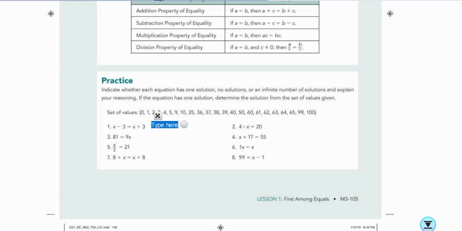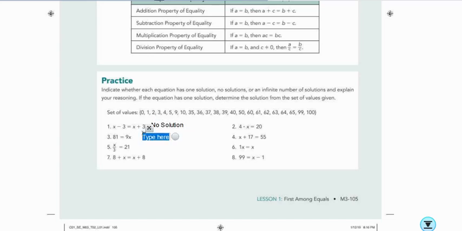So number 1, if we look at it, think through, we've got x and x, which those are the same. And then you've got a -3 and then a +3. So we're starting with the same number and then moving in different directions. So this has no solution. There's nothing that we can put there that's going to make this be equal.